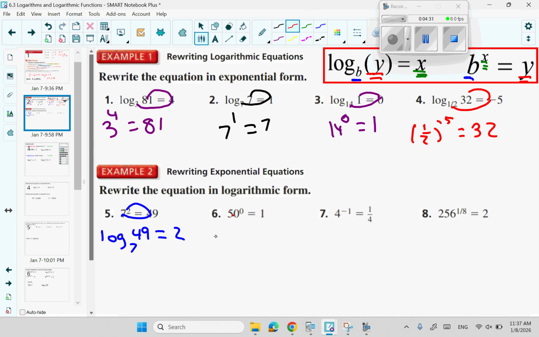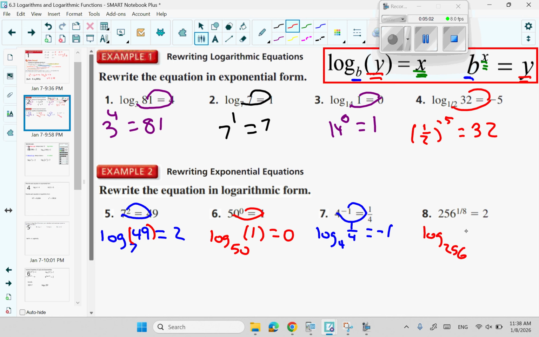Next one, log base 5 of 1. If you want to think about it, there's little parentheses in there, equals 0. Log base 4 of 1/4 equals -1. Log base 256 of 2 equals 1/8 because spiral.